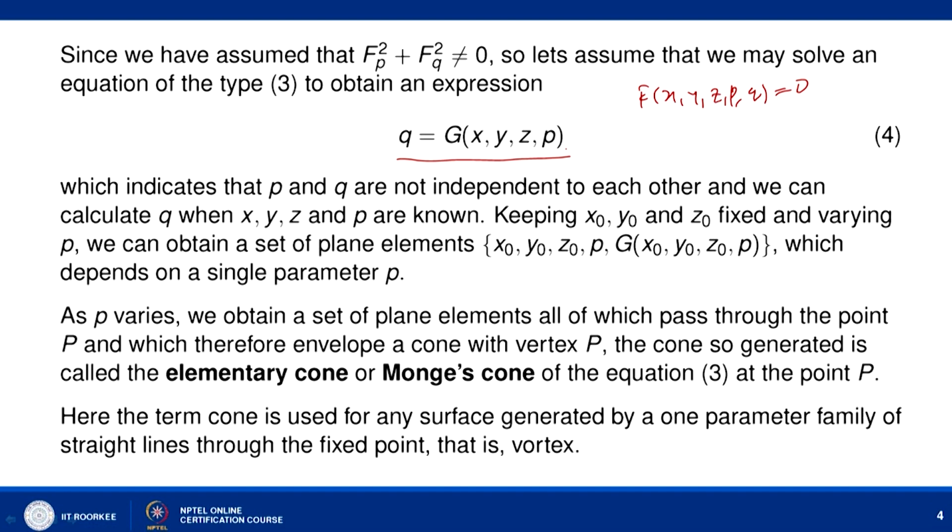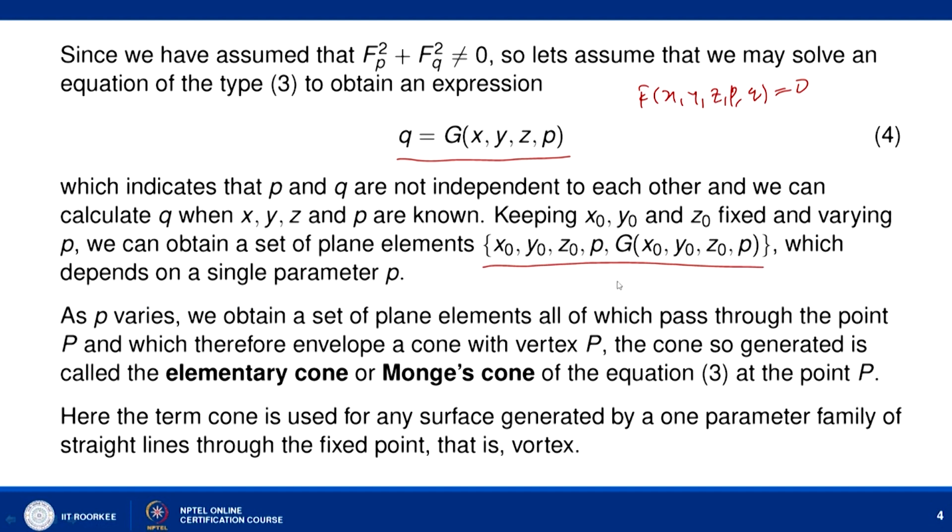Now, we can calculate q when we know the values of x, y, z and p at a given point. So, keeping the point x0, y0, z0 fixed, and given a point, you vary your value of p. When you vary p, we obtain a set of plane elements (x0, y0, z0, p, g(x0, y0, z0, p)), which depend on a single parameter p.